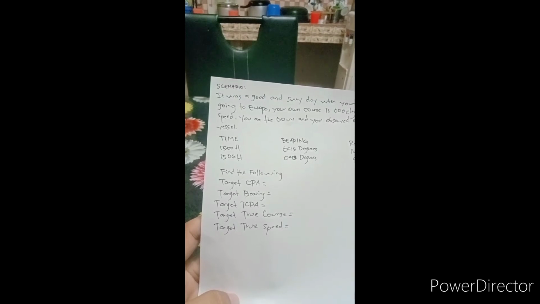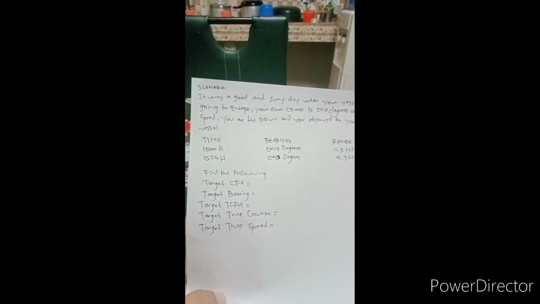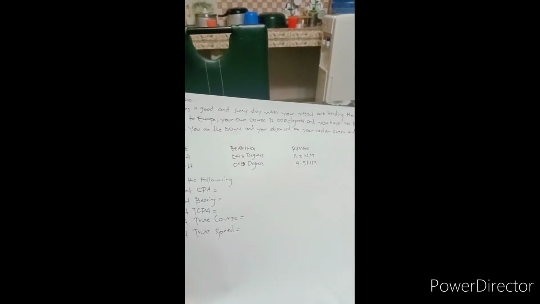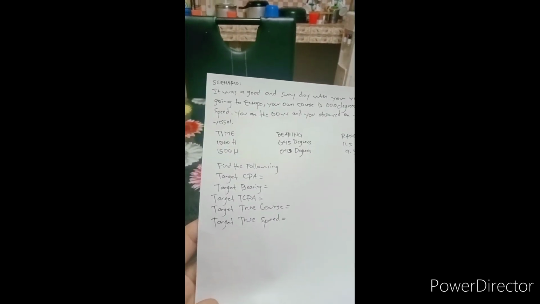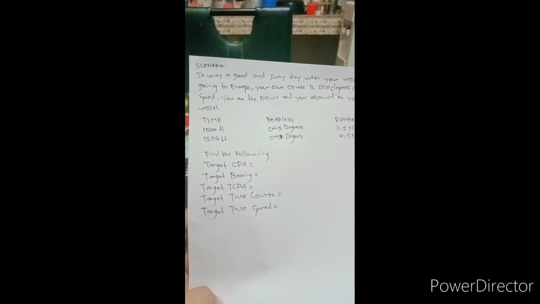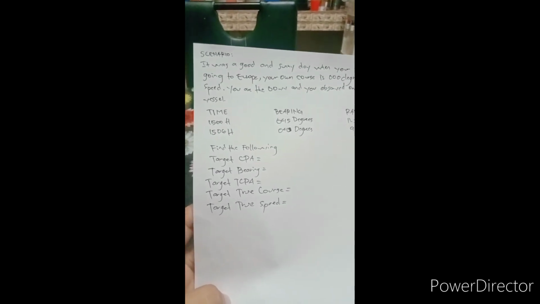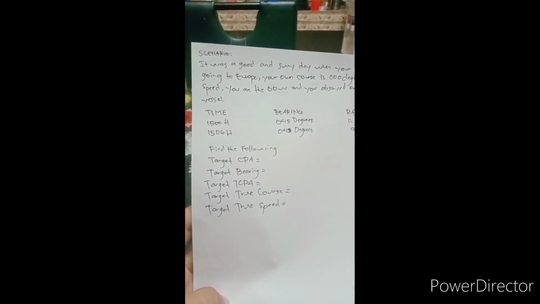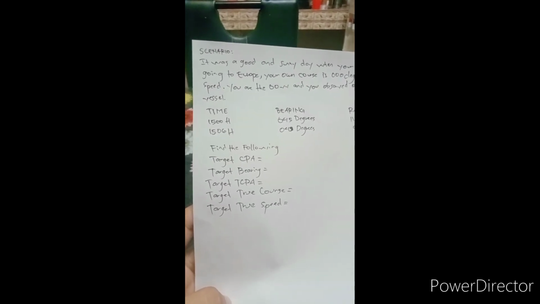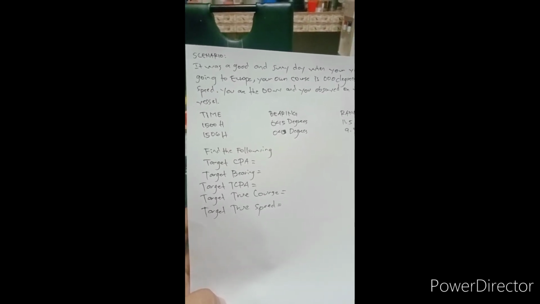At 1506 hours, the bearing is 043 degrees and the range is 9.5 nautical miles. Then find the following: the target CPA, target bearing, target TCPA, target true course, and target true speed.